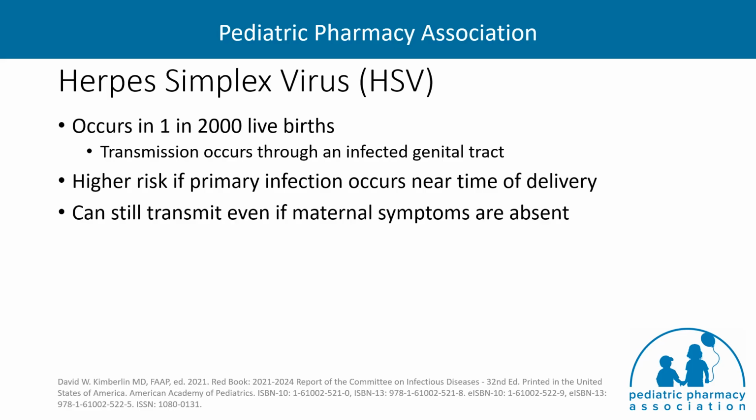HSV, or herpes simplex virus, tends to be the viral infection that is of highest concern in neonates, while CMV is also a concern that is covered elsewhere in these modules. HSV can occur in about 1 in 2,000 live births and is transmitted through the genital tract. The presence of lesions during labor is a clear indicator for the risk of HSV in neonates. However, maternal symptoms can be absent and HSV still be a concern.